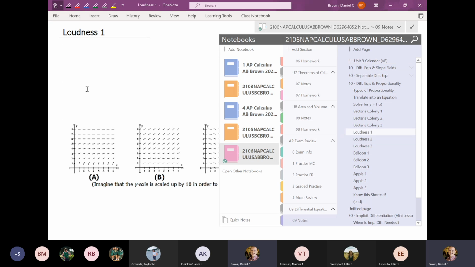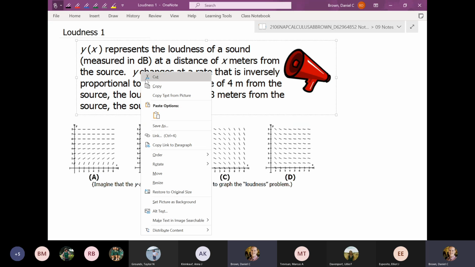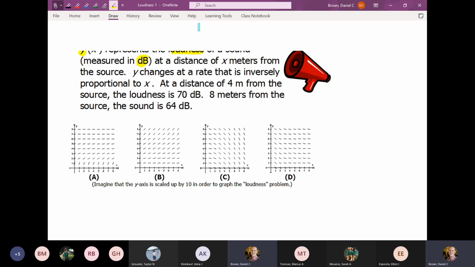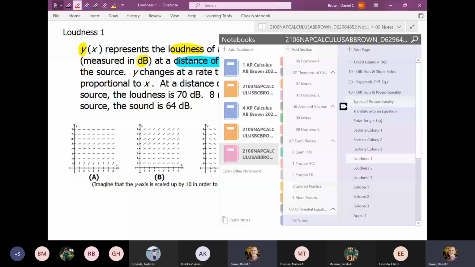When we're looking at these problems, the main thing is first matching it to the slope field. It says y of x represents the loudness of sound measured in decibels, and x represents the distance, in meters. We have this initial condition. It says at a distance of 4, the loudness is 70. At a distance of 8, the loudness is 64.